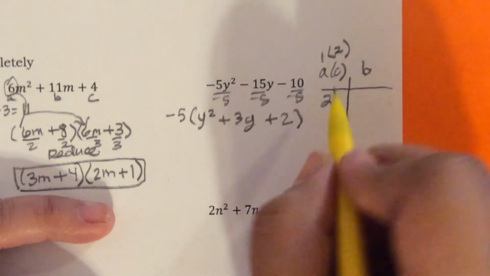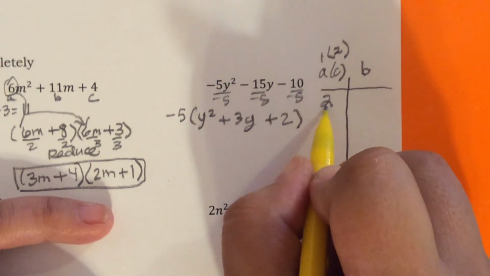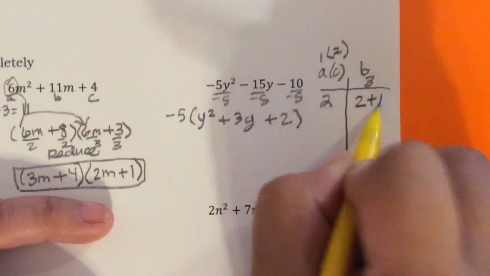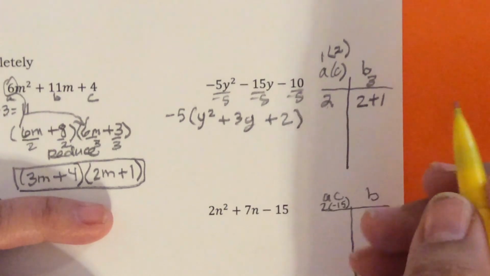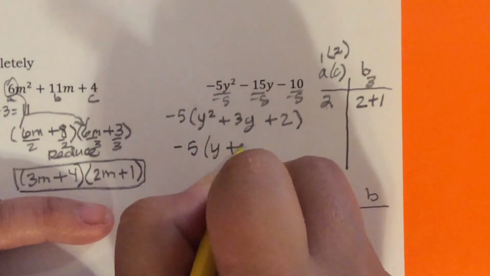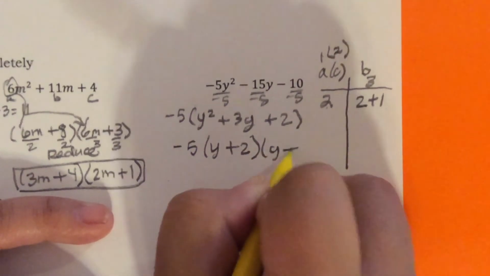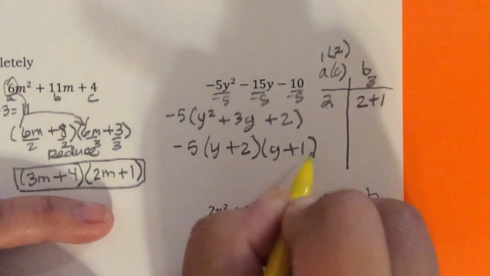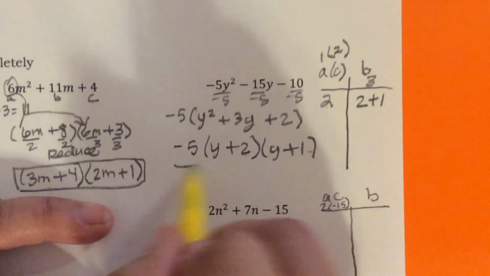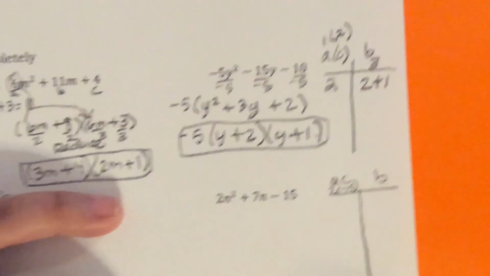So I want two factors of 2 that will add up to 3. Well, this one's easy because it's only 2 plus 1 gives me 3. And 2 times 1 gives me 2. So here I'm going to do minus 5, y plus 2, y plus 1. So if I multiply 2 times 1, I get 2. And if I add them, I get 3. So then that's my answer right there.